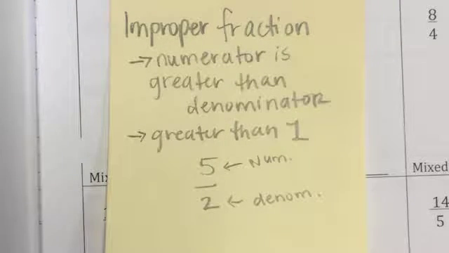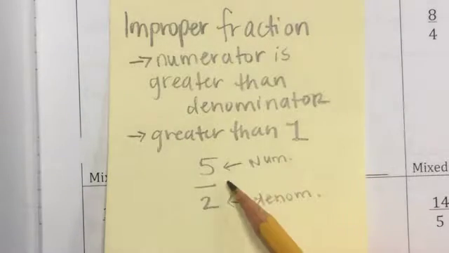Hey friends, I just wanted to share a little bit of information about improper fractions and mixed numbers. This first bit of information is actually what an improper fraction is. An improper fraction is where the numerator is greater than the denominator. It is also a fraction that is greater than 1.